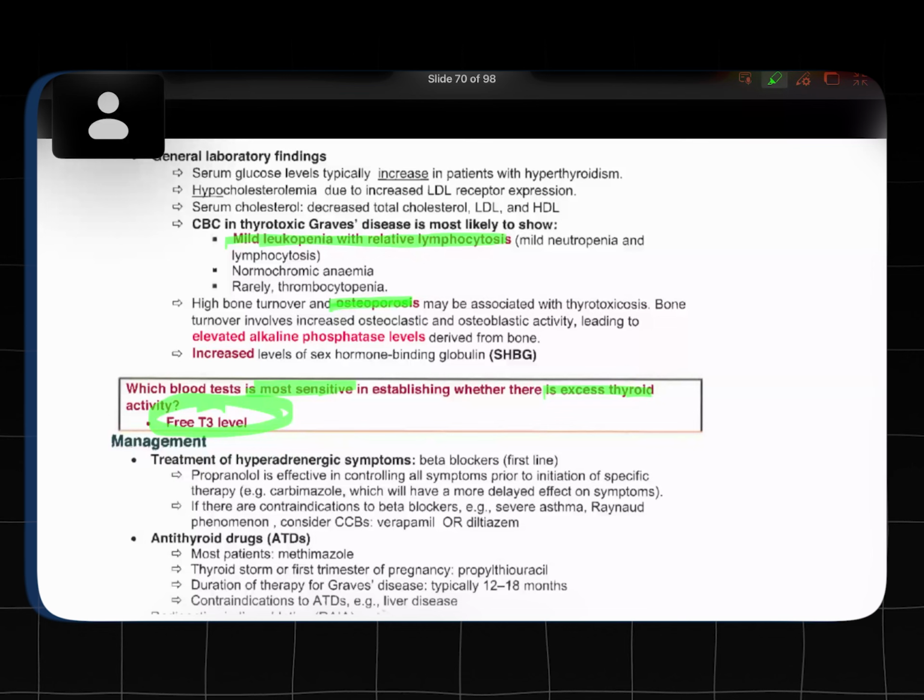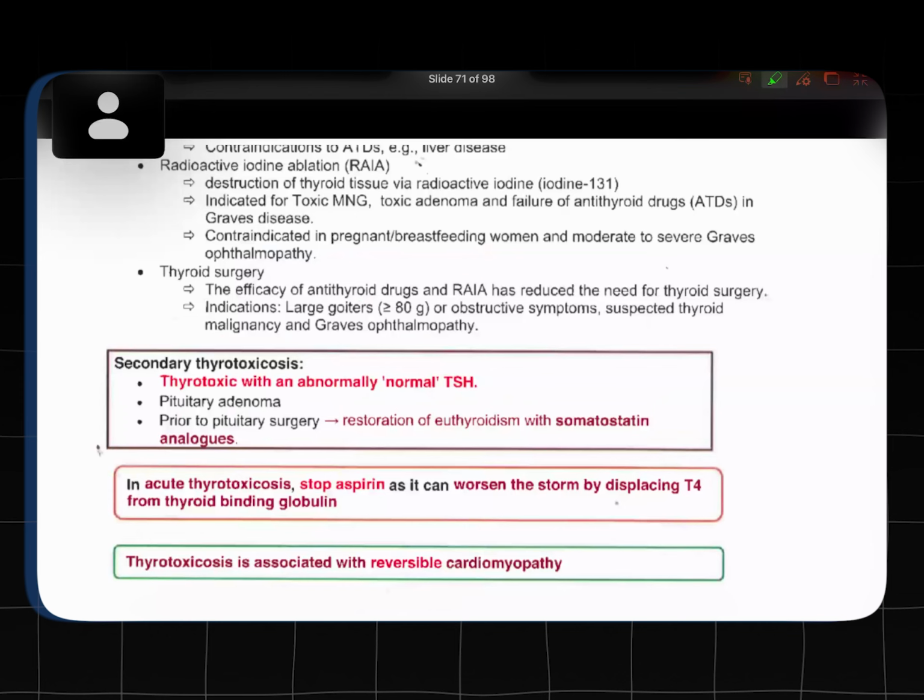Management is basically management of hyperadrenergic symptoms by propranolol, and also you have to use antithyroid drugs, mostly methimazole and also propylthiouracil. Propylthiouracil is a contraindication in a case of pregnancy. Also, liver disease is a contraindication because it raises the liver enzymes. Both propylthiouracil and methimazole can do that. Propylthiouracil is a contraindication in pregnancy. Methimazole is drug of choice in first trimester of pregnancy.